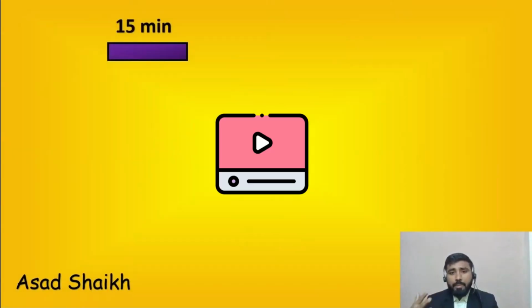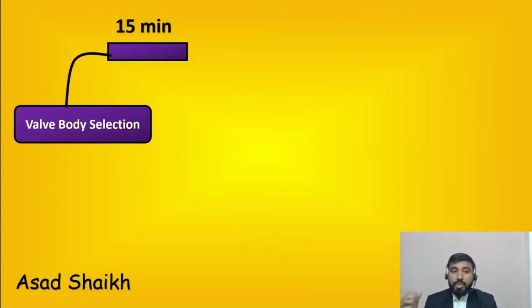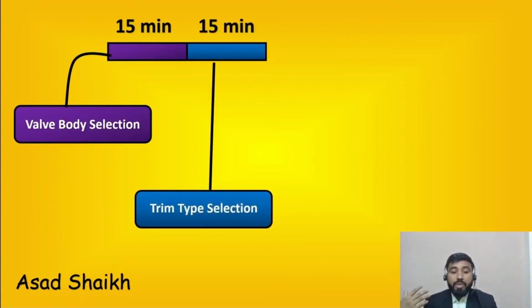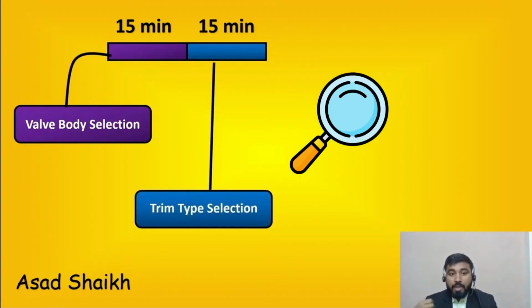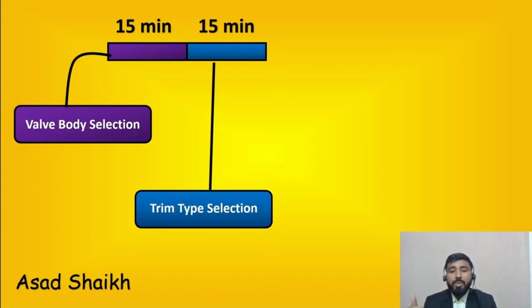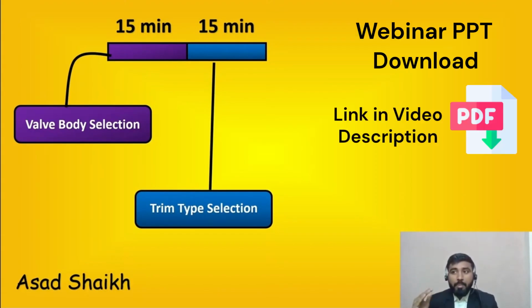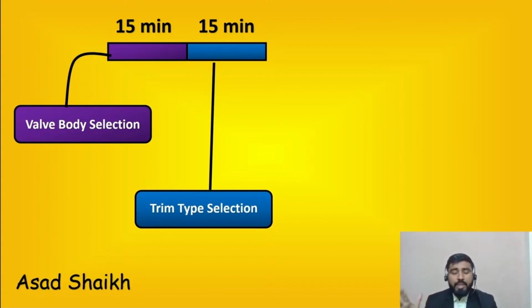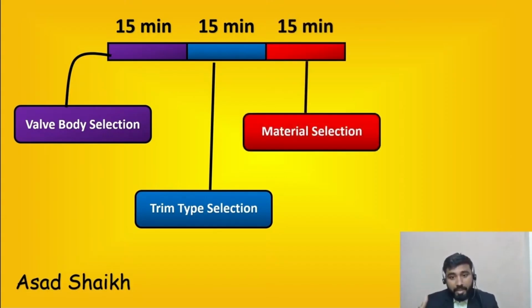We'll try to divide the webinar into 4 sections. So first 15 minutes we will focus on the valve body selection. Then the next 15 minutes we'll focus on the trim selection, especially which type of trim to be selected, and we'll try to have some kind of thumb rules or an algorithm, so that when you make your data sheet you have a basic idea of, okay fine, for this application this should usually be the trim type selection. Then next we will look at material selection.